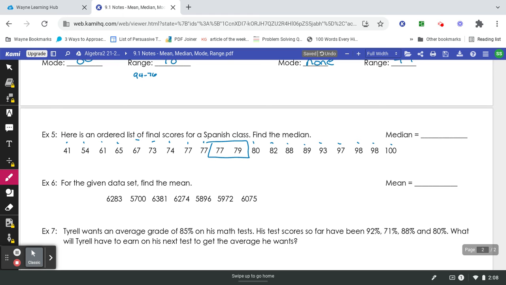So now I take these 2 middle numbers, and again, you'll have the same numbers at the top as you do at the bottom, the same amount of them. Right between 77 and 79 is 78.